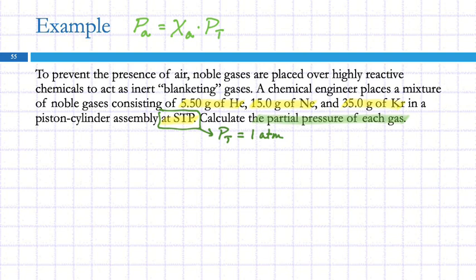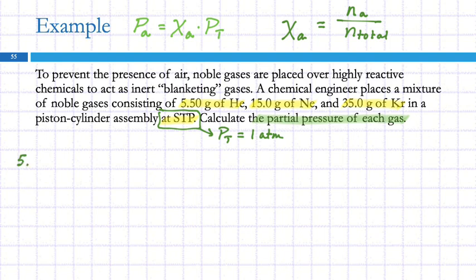Okay? So that's our total pressure. We need mole fraction. We have masses. How would we go about calculating the mole fraction? Now we're going to use grams to moles. I knew it was coming. So the mole fraction of A is going to equal the moles of A divided by the total number of moles. To find the moles of A, we take the mass of A and convert it to moles.